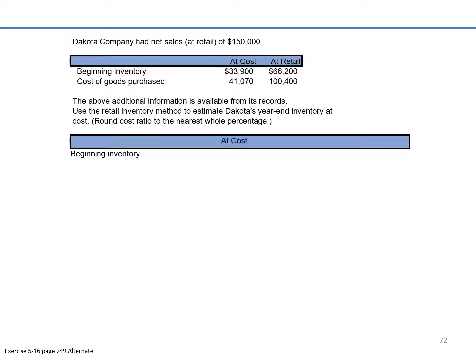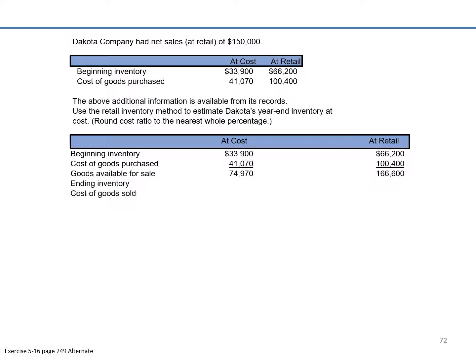All right, so beginning inventory at cost and at retail, pull those numbers down. Cost of goods purchased, pull those numbers down, which means we have goods available for sale of 74,970 at cost, or 166,600 at retail. If you take your 74,970 divided by your 166,600, you have a 45% cost to retail ratio.